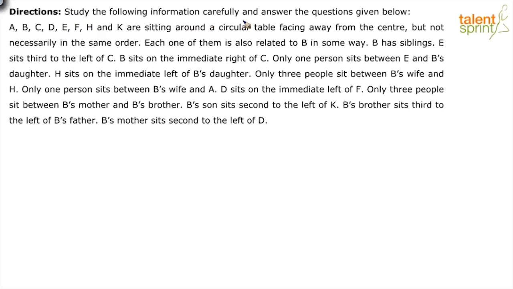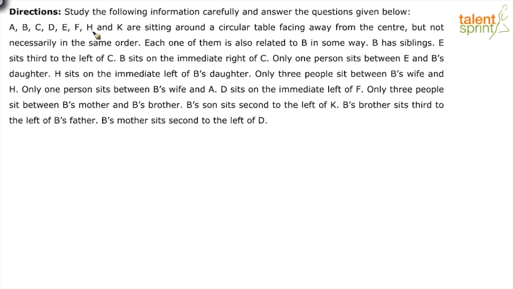Study the following information carefully and answer the questions given below. Now, what is this information here? A, B, C, D, E, F, H and K are sitting around a circular table facing away from the center, but not necessarily in the same order. So, what do you get to know from the first statement here?